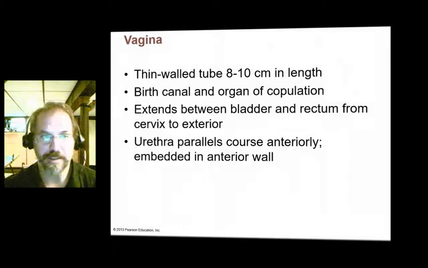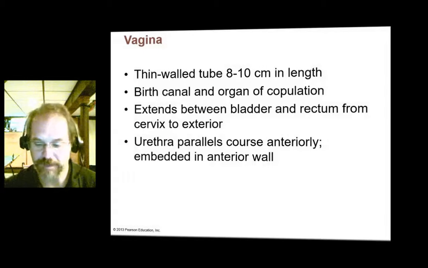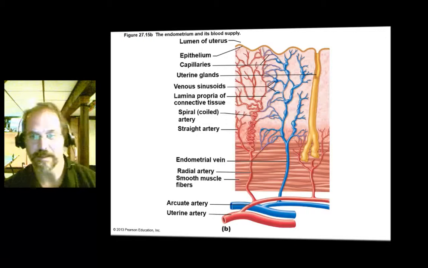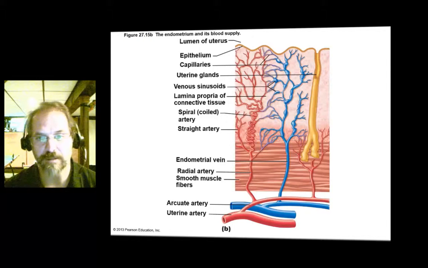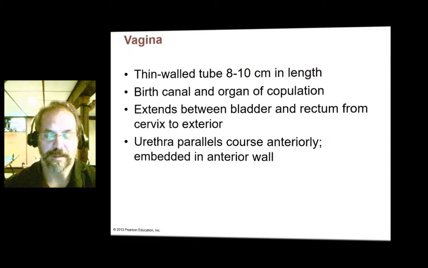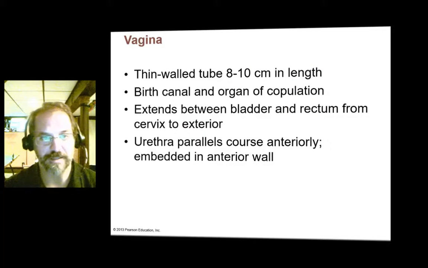All right, let's see if we can complete our talk about the female reproductive system. We had just finished talking about the lining of the uterus and the three layers, parametrium, myometrium, and endometrium. So now we're going to talk a little bit about the external female genitalia.